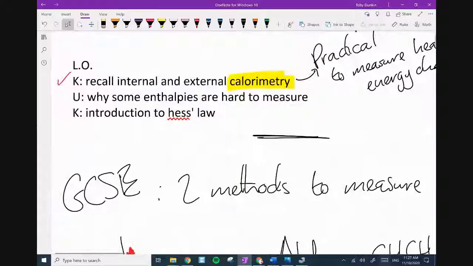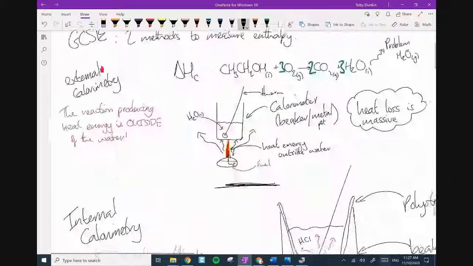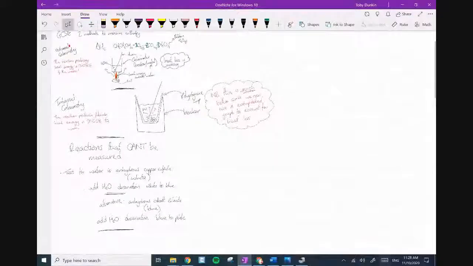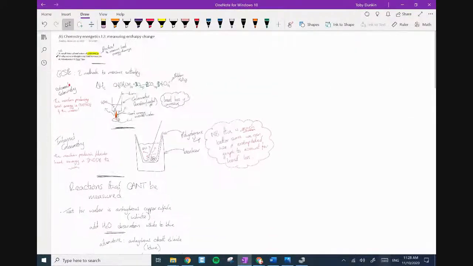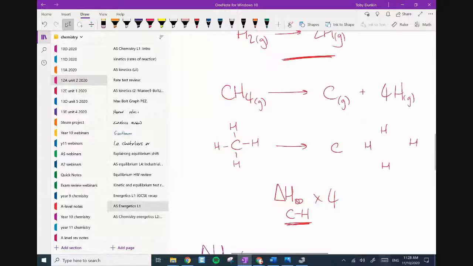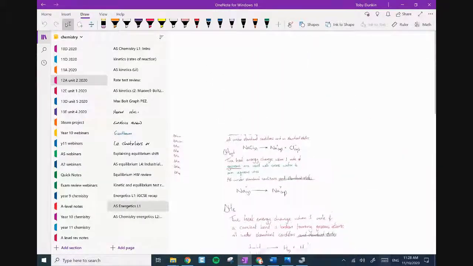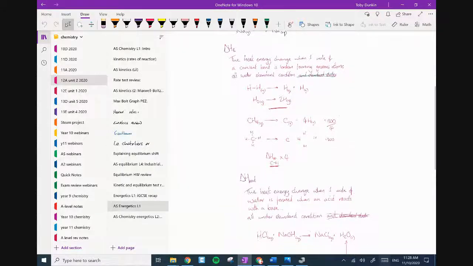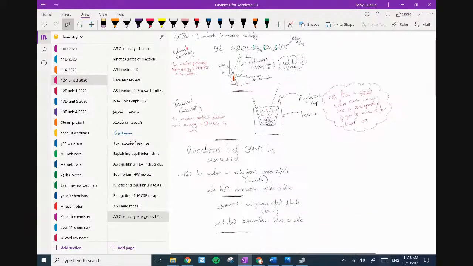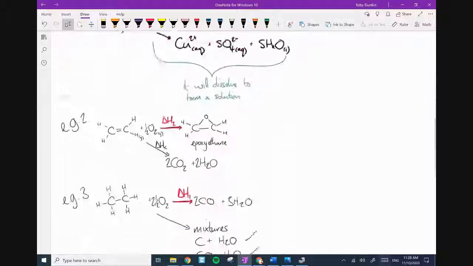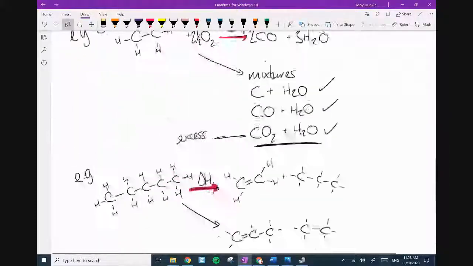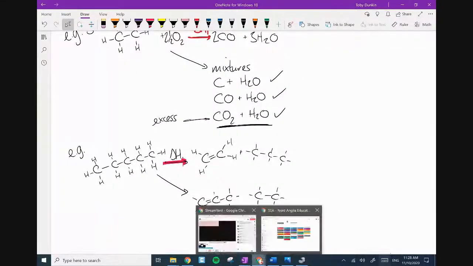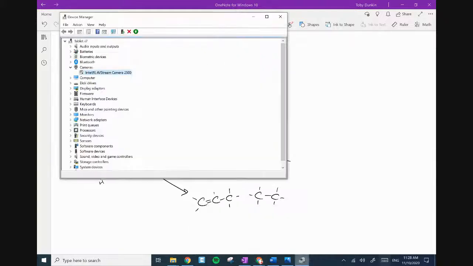So I've done my second learning objective today. I'm going to end my lesson here and I'll introduce Hess's law next lesson. But I will set you a homework. The homework will cover our first energetics lesson, where I will give you some energetic definitions from exam papers, some equations and some multiple choice. I'll also give you some questions regarding reactions that cannot be measured, again from exam papers. I will leave it there for today.